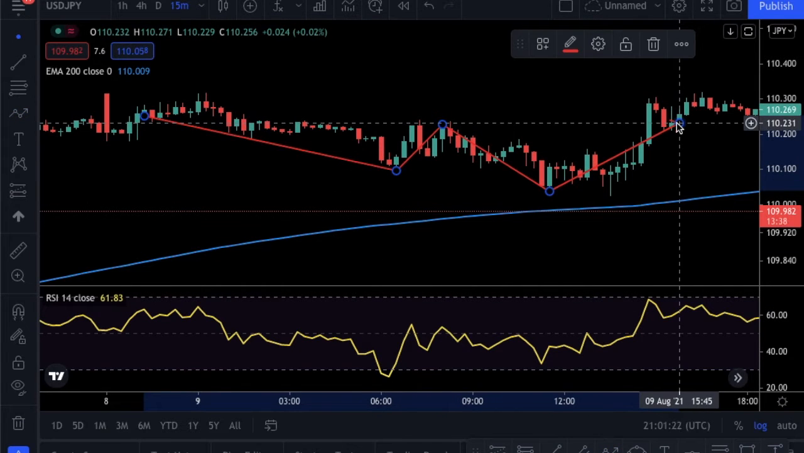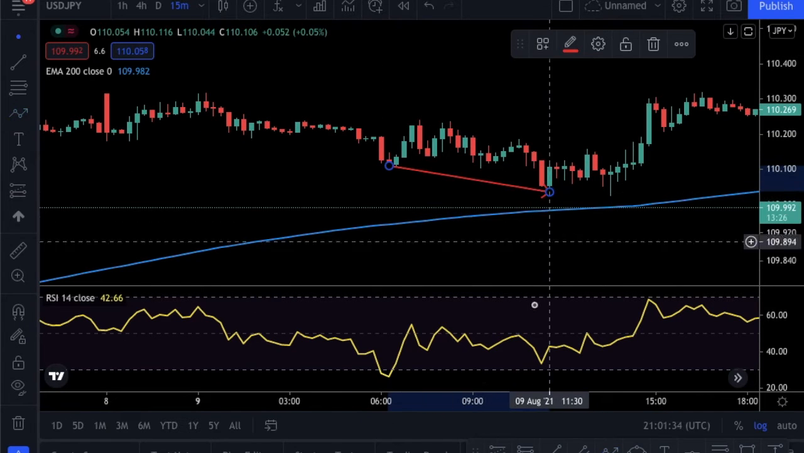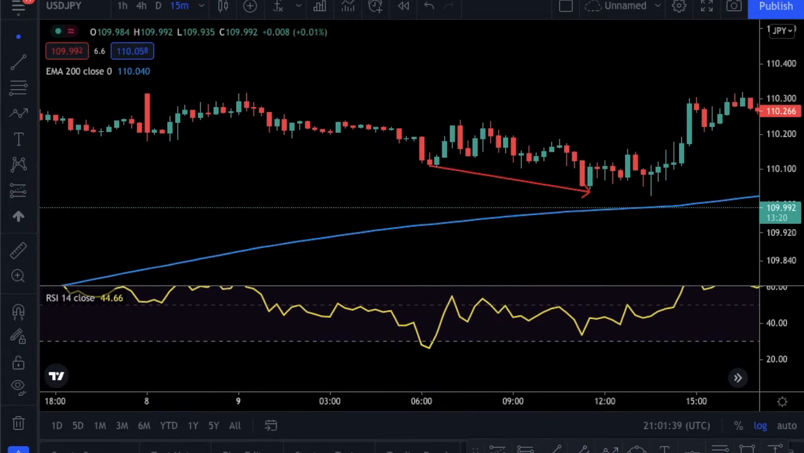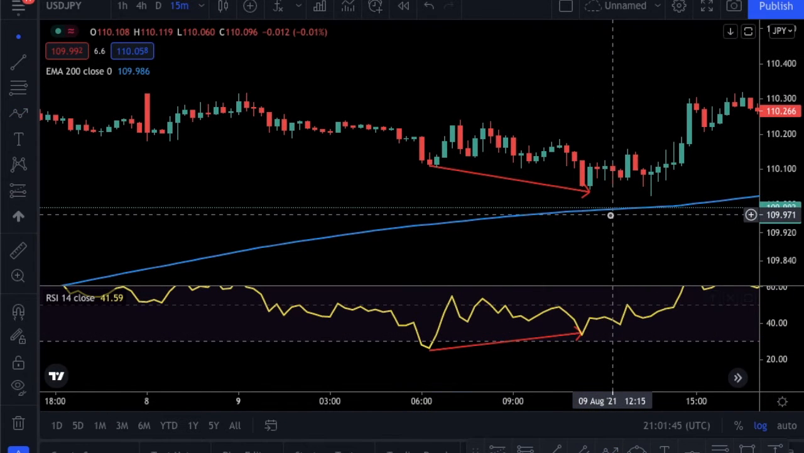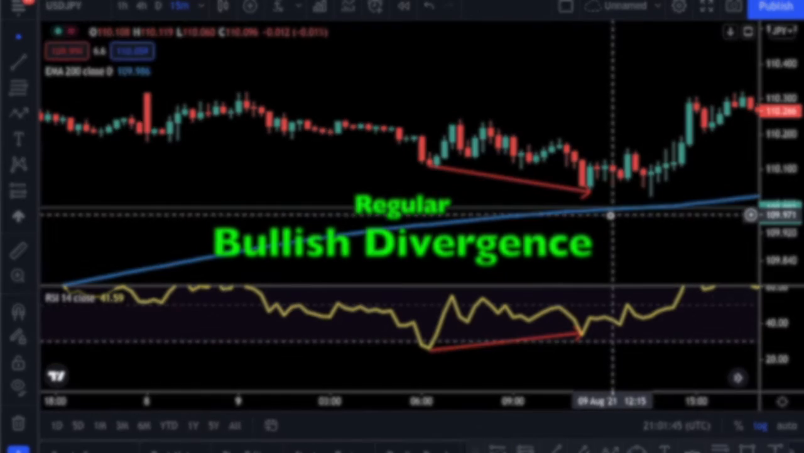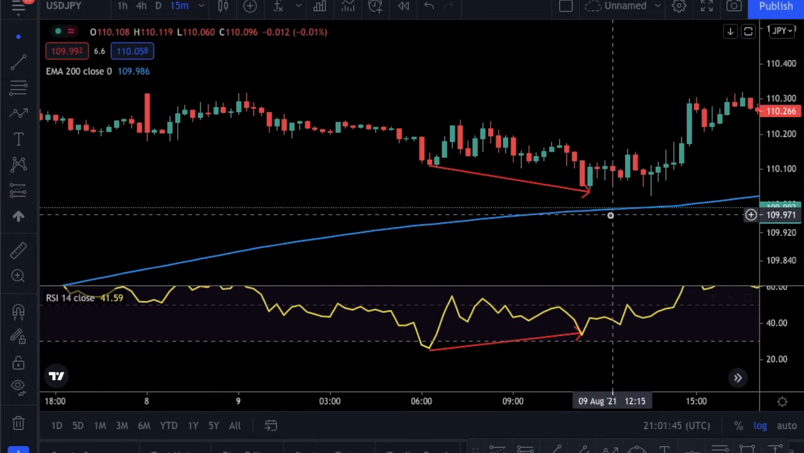To look for a regular bullish divergence, we will compare the lows of the price and the indicator. Here you can see that price makes a lower low, but the RSI indicator does not mirror the price movement and it made a higher low. It is the signal that we are looking for, because it means the pullback is probably over and a reversal is most likely to occur.